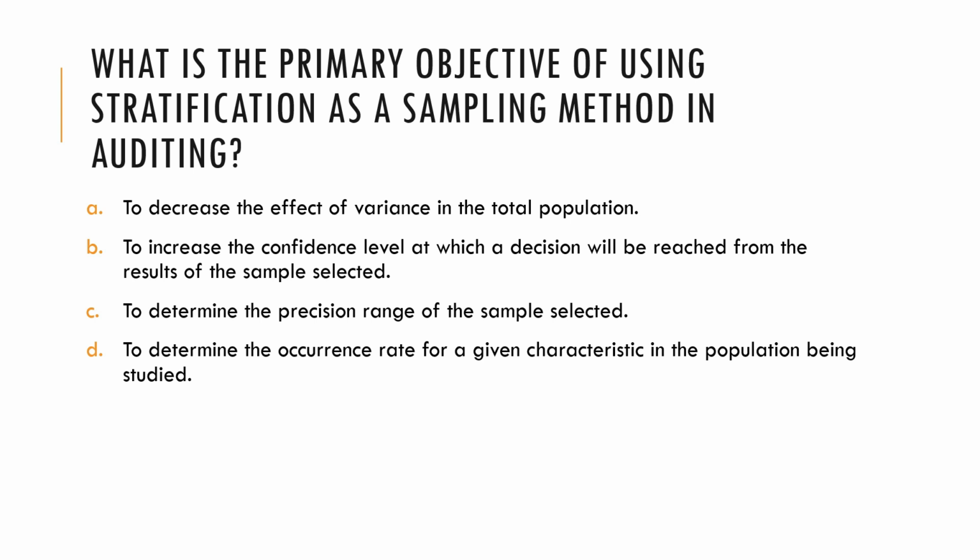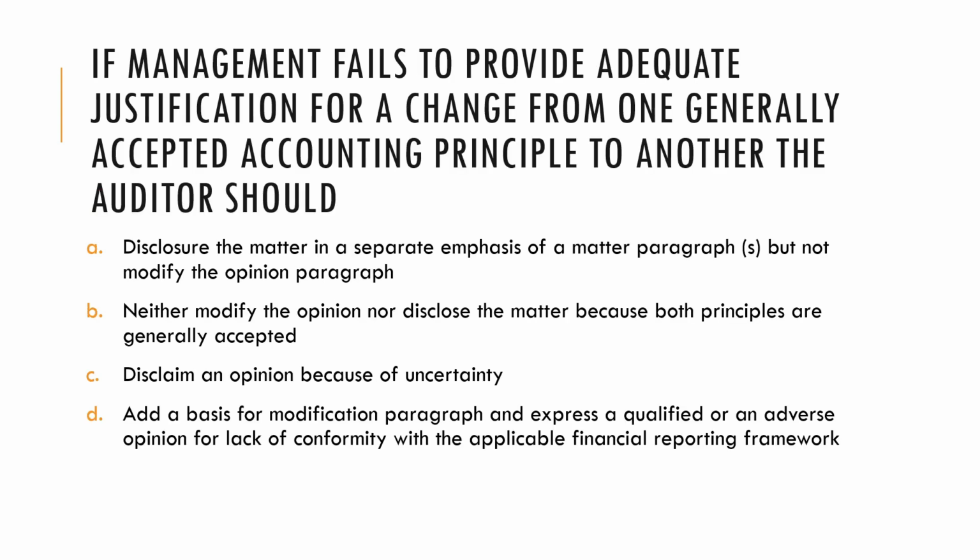So what is the primary objective of using stratification? The answer actually is in letter A. Its primary purpose is to decrease the effect of variance in the population. Just imagine a population exhibiting high variability, where there are very small balances and then very large balances. That would normally require a very large sample size in order to attempt to capture the variance in this population. So one thing that the auditor can do is to stratify the population. Once the variance is reduced, then the sample size may also be reduced. So the answer to this is letter A.